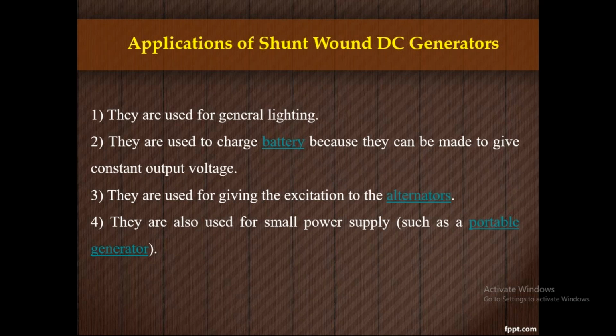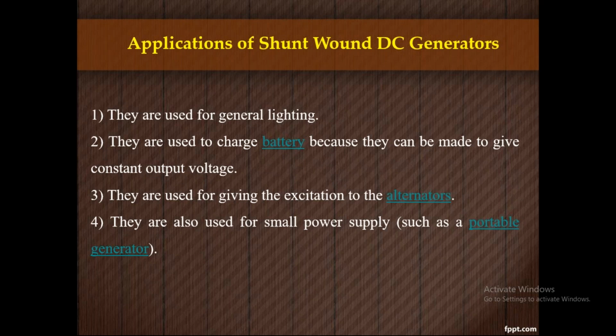And these generators are used for charging batteries because they give a constant output voltage. When compared to the series generator, the shunt generator gives a constant output voltage. That's why it is used for batteries. Because when we charge up batteries, the voltage must be constant. If there is any deviation in the voltage, then the battery capacity will be reduced. The battery lifetime will be reduced.